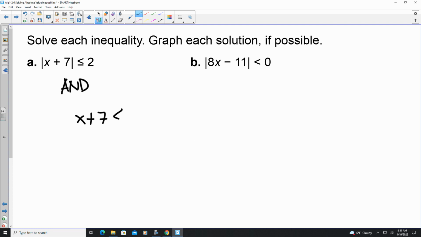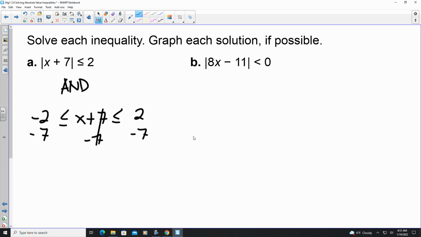This is going to be my less than or equal to. It's still going to be less than or equal to. On the left is going to be a negative 2, and on the right it's going to be a positive 2 because, remember, it was the opposite of C and then it was the value of C on the right. From here, I am going to subtract 7 in all three sides.